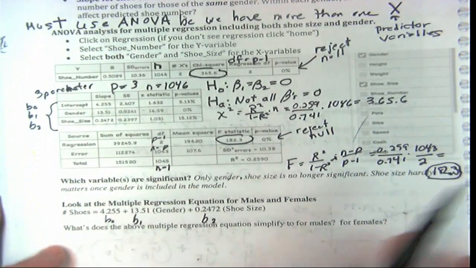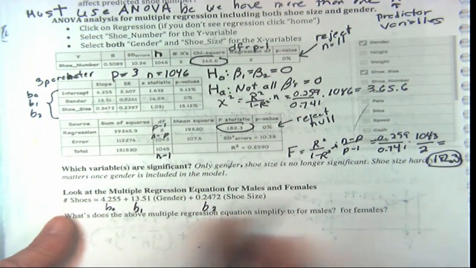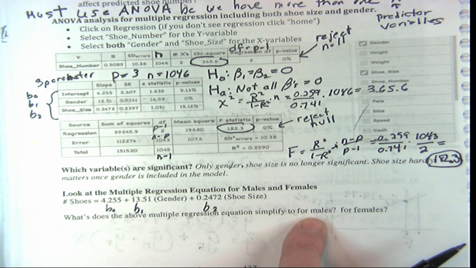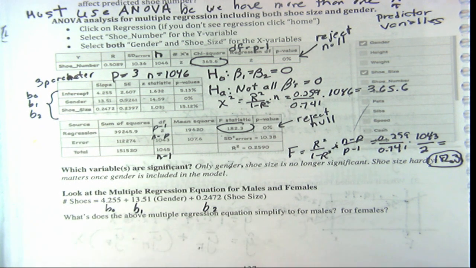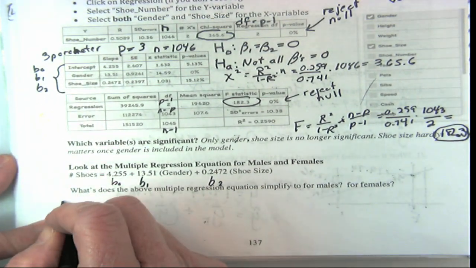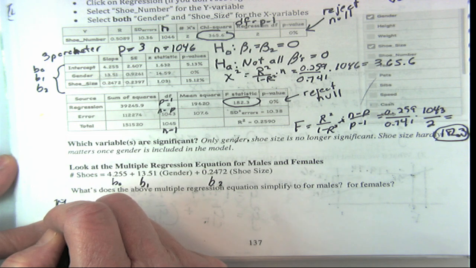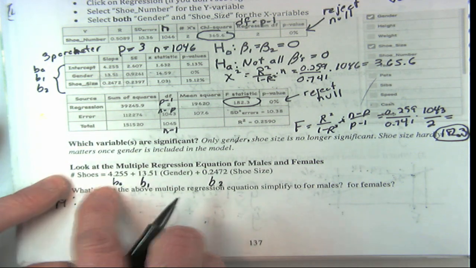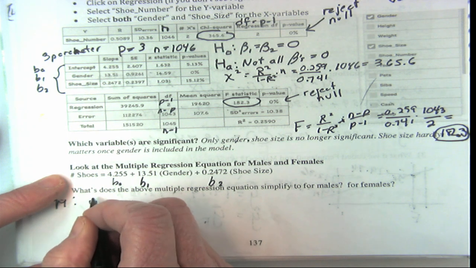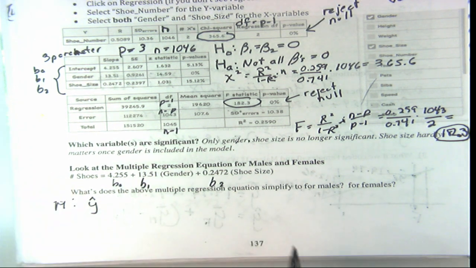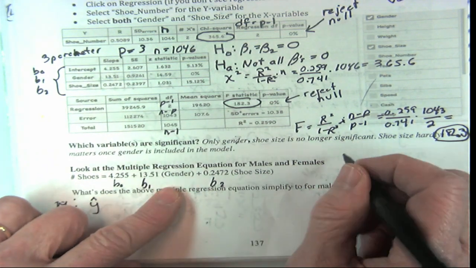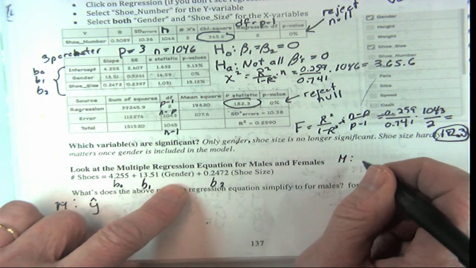So let's interpret this. How do we interpret this regression equation? What does it simplify to for males, and what does it simplify to for females? So let's look at it. Okay, for males, what's this going to be? Well, for males, we have to remember how it's coded. Gender is coded as zero for males. So for males, G is equal to zero.